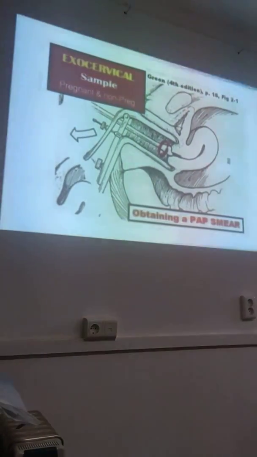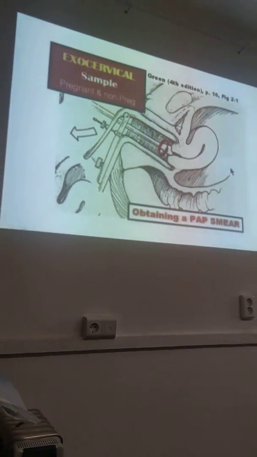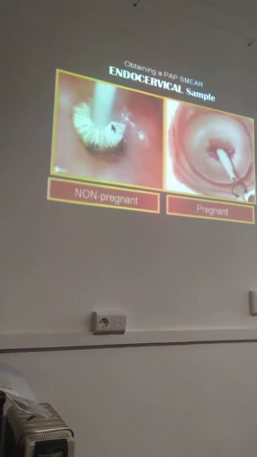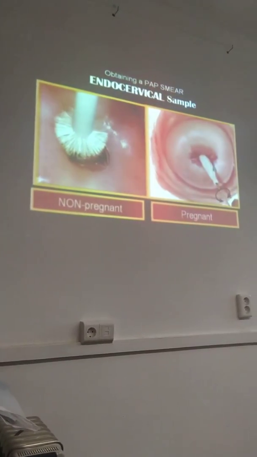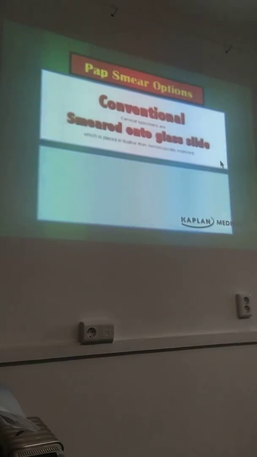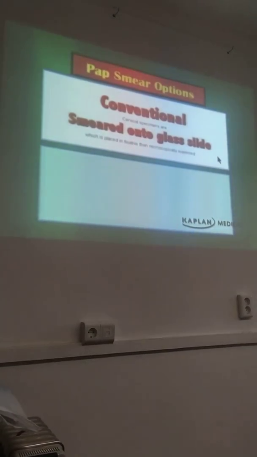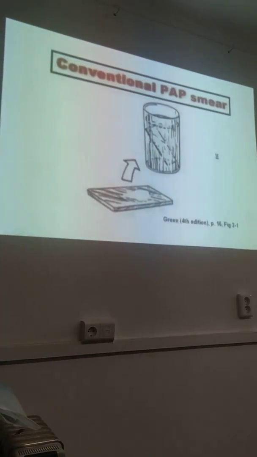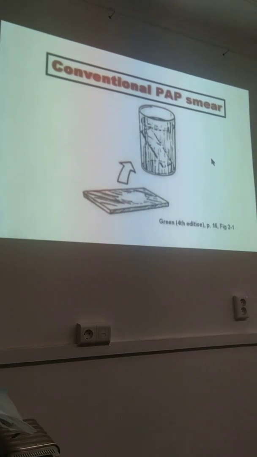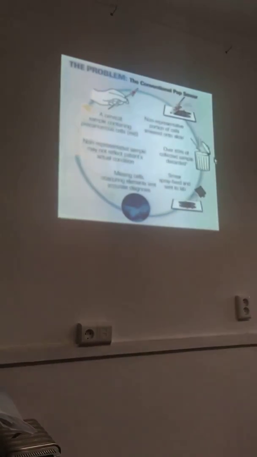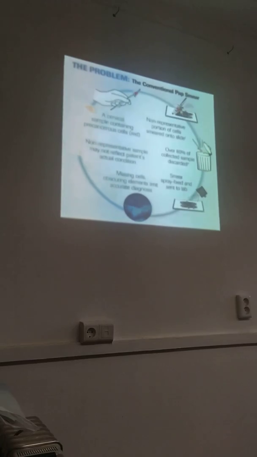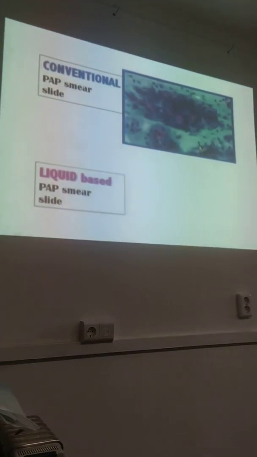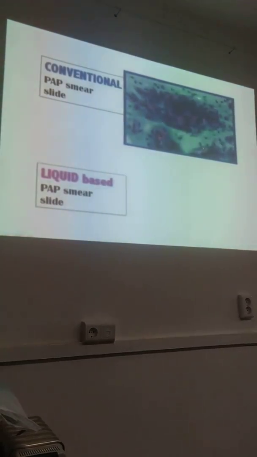We take two specimens. We take an exocervical specimen with a spatula. We take an endocervical specimen with a brush if non-pregnant, and with a Q-tip if she's pregnant. We smear it onto a glass slide if we do the conventional Pap smear, and we fix it in formalin. The trouble is a lot of the abnormal cells get thrown away. The Pap smear is not a single layer of cells, and it's harder to read.